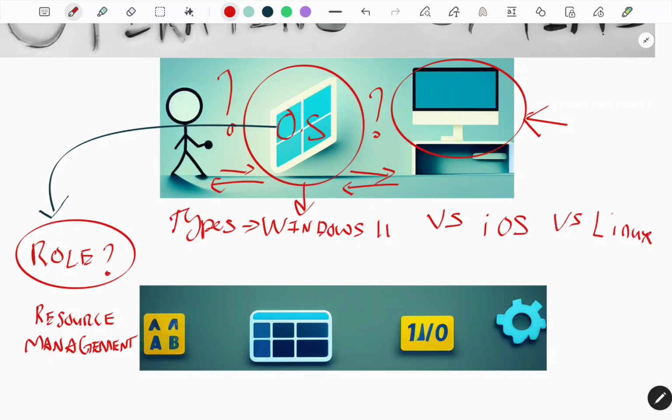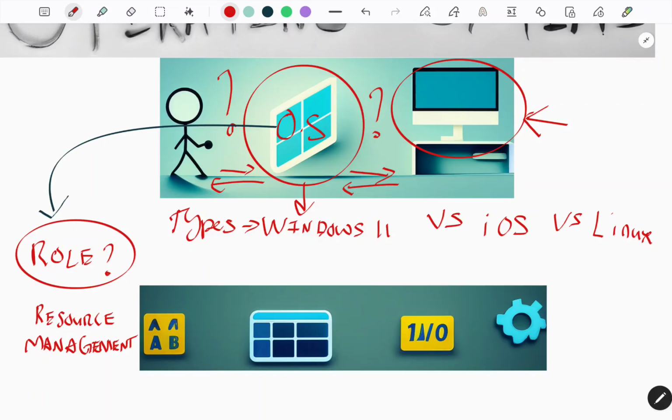Example, the memory. This operating system will go into the computer. It will allocate the memory accordingly. What is this, right? Allocate what memory?